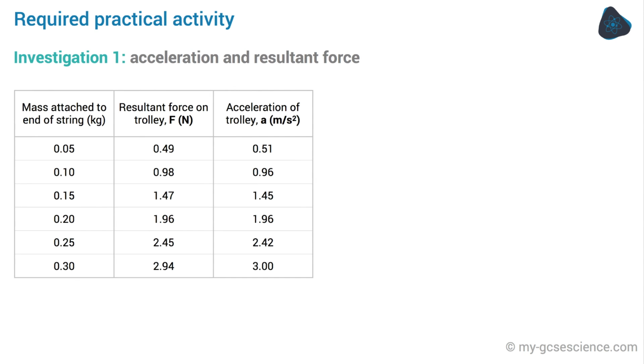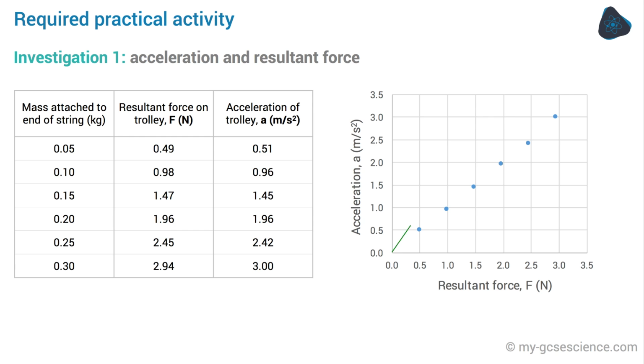Results obtained from this investigation might look something like this, and a plot of the acceleration of the trolley against the resultant force applied to it like this. A best fit line through these points should be a straight line through the origin, which means that the acceleration is proportional to the resultant force. Doubling the force doubles the acceleration, and so on.